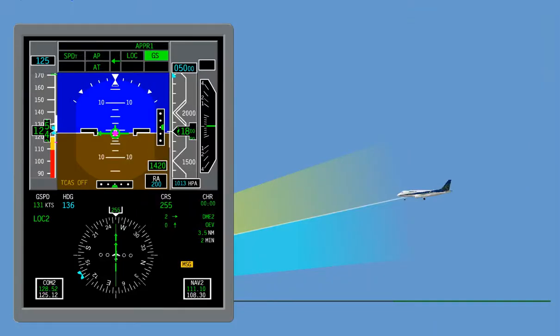The Windshear escape guidance mode provides a pitch command to recover from a wind shear to minimize altitude and airspeed loss during a wind shear encounter.